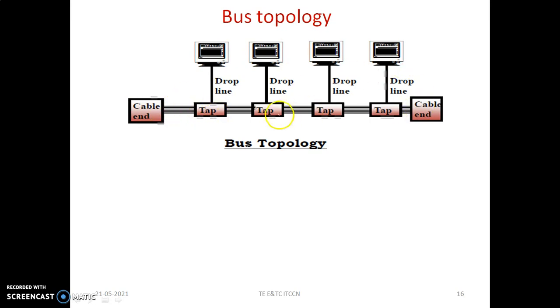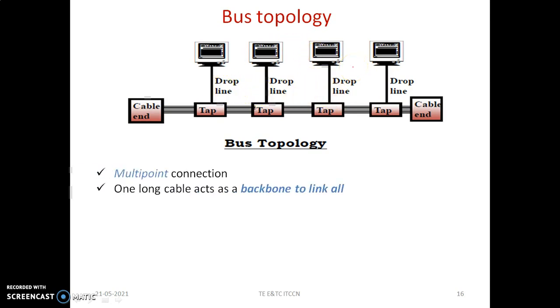But here the limitation is how many taps there can be and at what distance. It has a limitation. But this is in sharing mode. If you see the type of connection, it's a multi-point connection. It's not a point-to-point connection. It avoids redundancy, and it shares the main line to which all the nodes are interconnected. So it has certain advantages and disadvantages. Let us see them one by one.